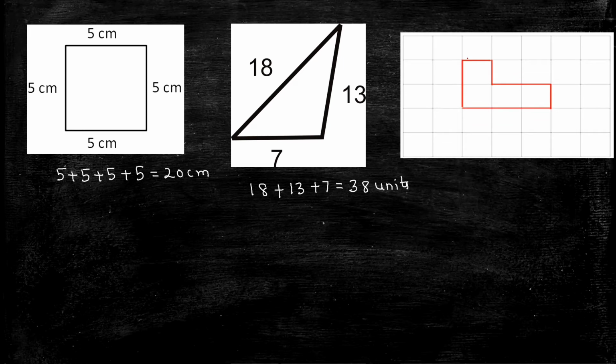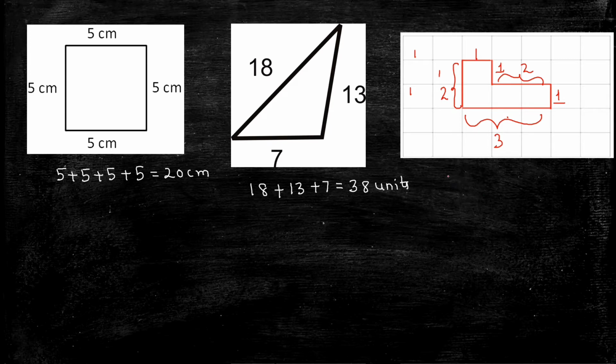Now let's see the next figure. In this figure, the figure is embedded inside a square grid. Each of these squares is 1 by 1 unit. So let's calculate. This side would be 1 unit. Here it is 1 plus 1, so this entire length would be 2 units. 1 plus 1 plus 1, so this entire length would be 3 units. Here again I have got 1 unit. Here it would be 1 plus 1, 2 units, and 1 unit here.